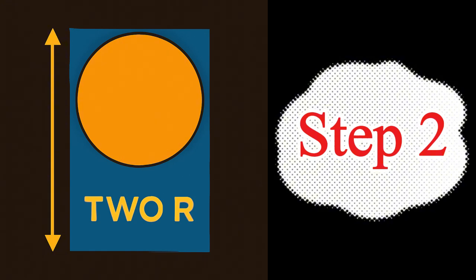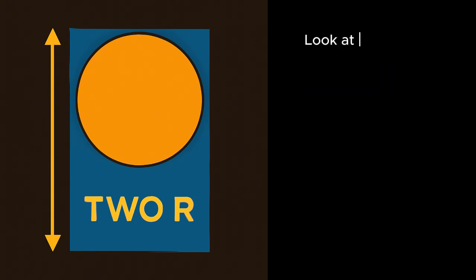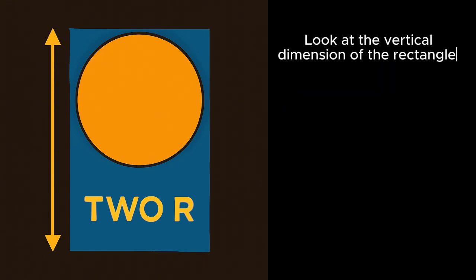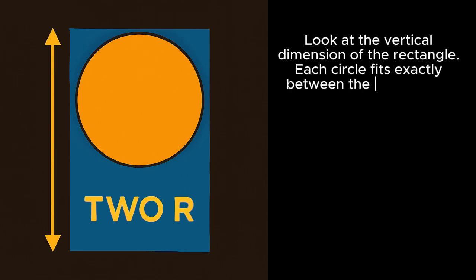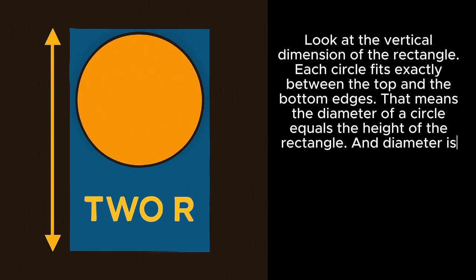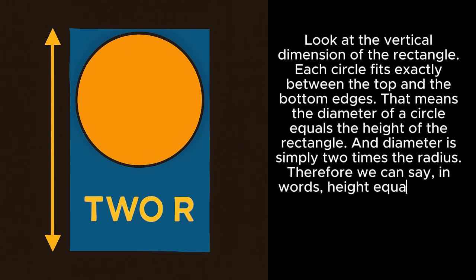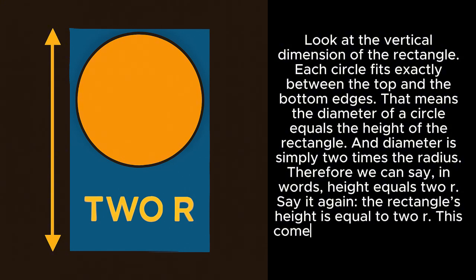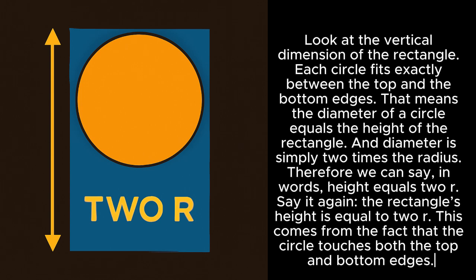Step 2. Look at the vertical dimension of the rectangle. Each circle fits exactly between the top and the bottom edges. That means the diameter of a circle equals the height of the rectangle, and diameter is simply 2 times the radius. Therefore, height equals 2r. The rectangle's height is equal to 2r. This comes from the fact that the circle touches both the top and bottom edges.